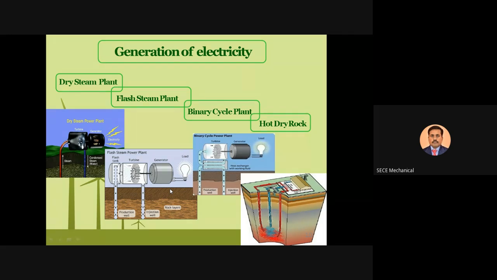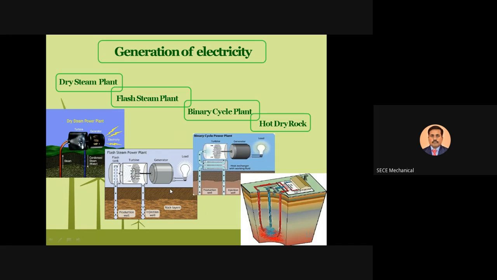The second one is the flash steam power plant. Flash steam plant means the water should be injected into the hot well source. Then it will be pumped and forced to the turbine. Due to the flash, the turbine blades start rotating, so power will be generated. So this is the second method, called the flash steam plant.